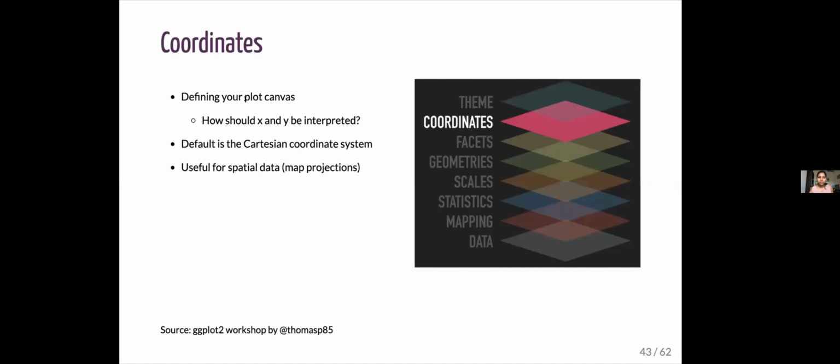All right. So coordinates. Most of the time, if you're not dealing with spatial or polar data, you don't have to worry about it. Basically, by specifying the coordinate system, you're telling how X and Y should be interpreted. The default is the Cartesian coordinate system. Knowing about the coordinate system is very useful for spatial data, if you're making maps and stuff.